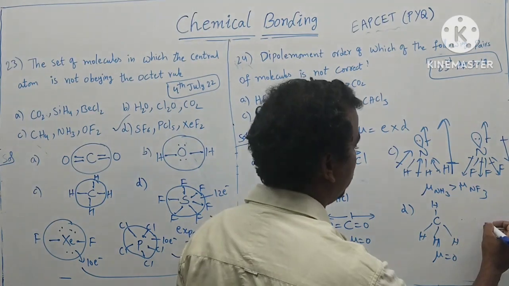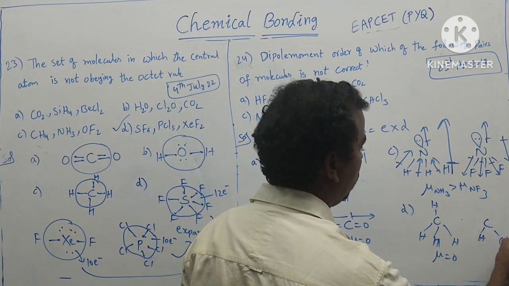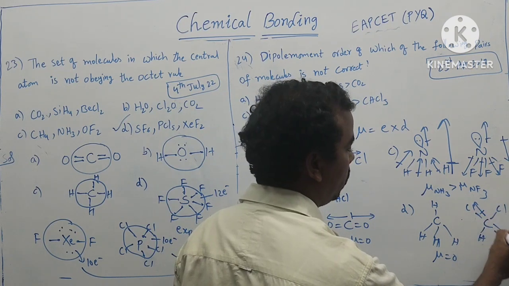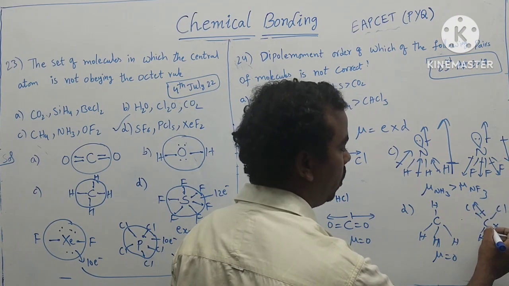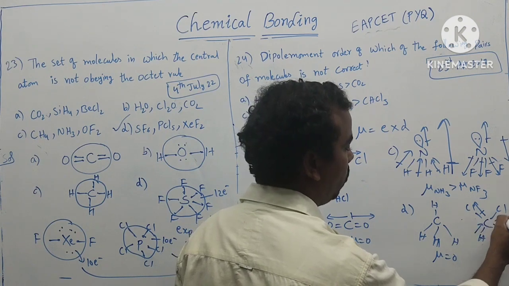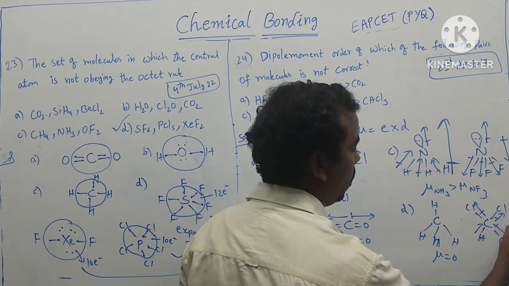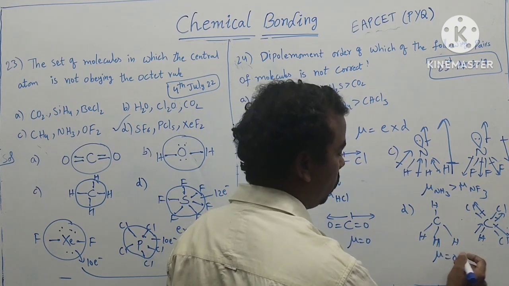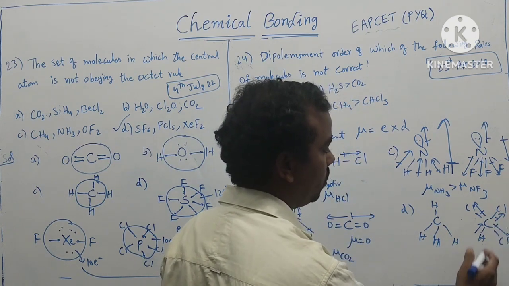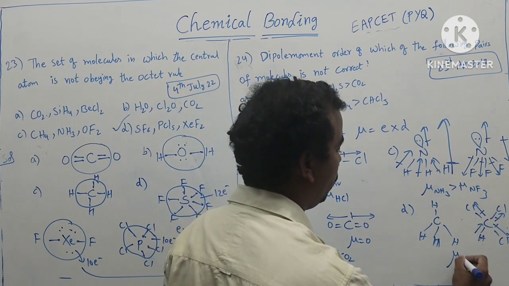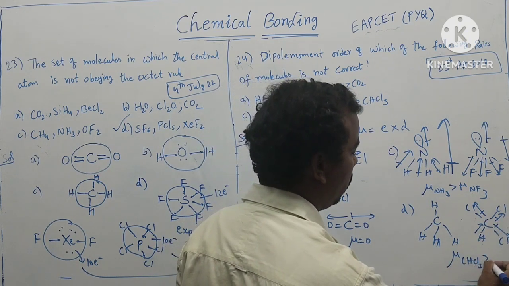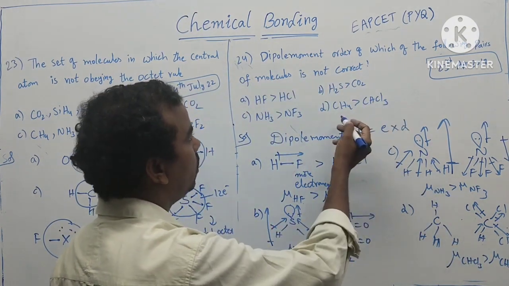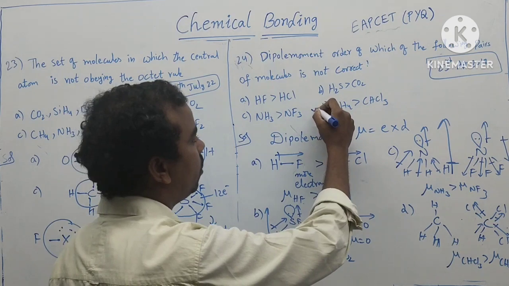Next one, CHCl3. Due to the chlorine atoms the net dipole moment of the three chlorines is cancelled, but with hydrogen and chlorine the dipole moment is in this direction. So compared to CH4, the CHCl3 dipole moment is more. So mu CHCl3 is greater than mu CH4. But here it says CH4 is greater than CHCl3. So which one is incorrect? Option D.